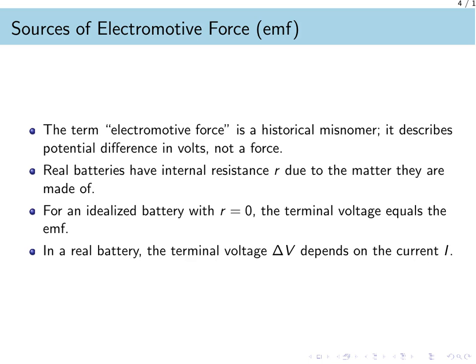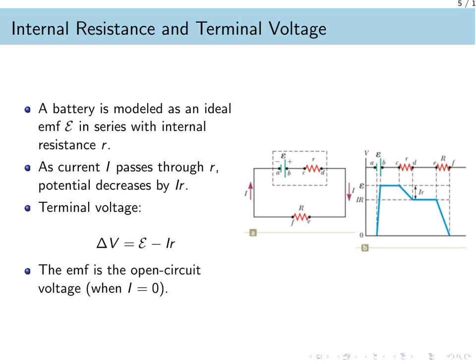This is known as internal resistance, denoted by a lowercase r. Because of this internal resistance, the actual voltage available at the battery's terminals, called the terminal voltage, will decrease as the current increases. To analyze a real-world circuit, we model a battery as an ideal source of EMF in series with its internal resistance, r.